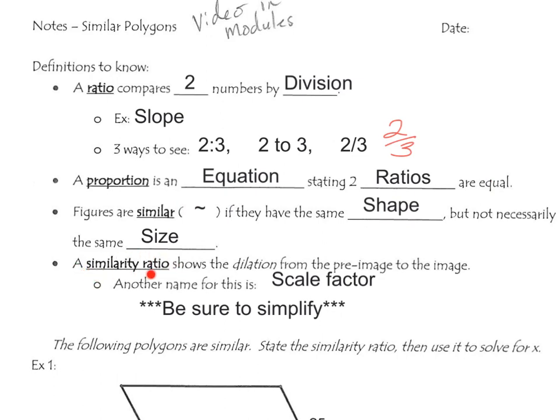So similarity ratios are what these guys here would be. Your fractions are your ratios that show you how big or how small one is compared to the other one. You're also going to hear the term scale factor. These two things mean the exact same thing. And the big thing here is to make sure that we simplify our fractions, and I will go over those calculator steps again as well.